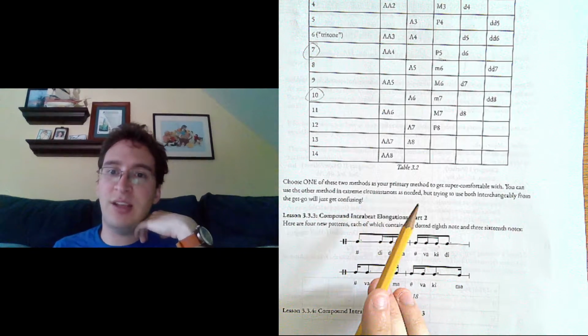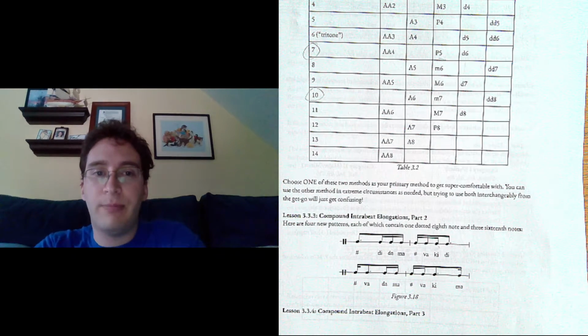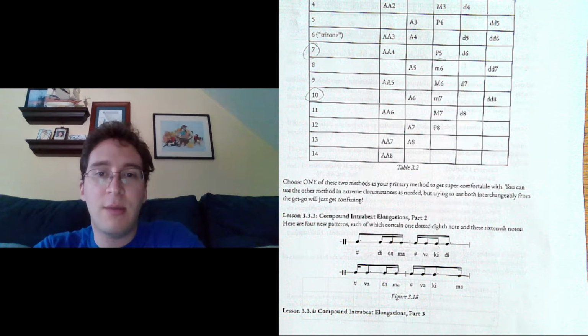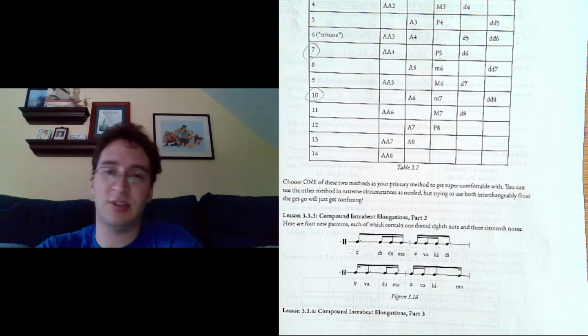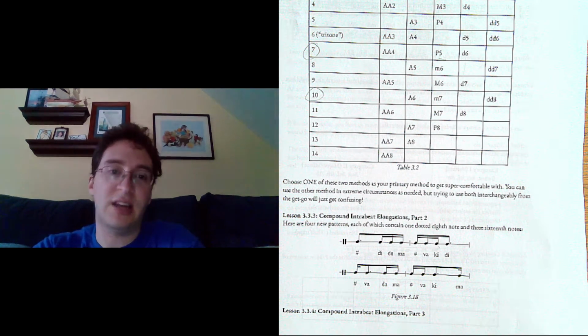So as I said, try to use one of these methods as your primary method to get super comfortable with. And if you're comfortable with both, again, still use one as your primary method, but then you can use both interchangeably. If one method is weird for a particular interval, the other one might be easier, etc. But if you try to use them both from the get-go, it's just going to get confusing.